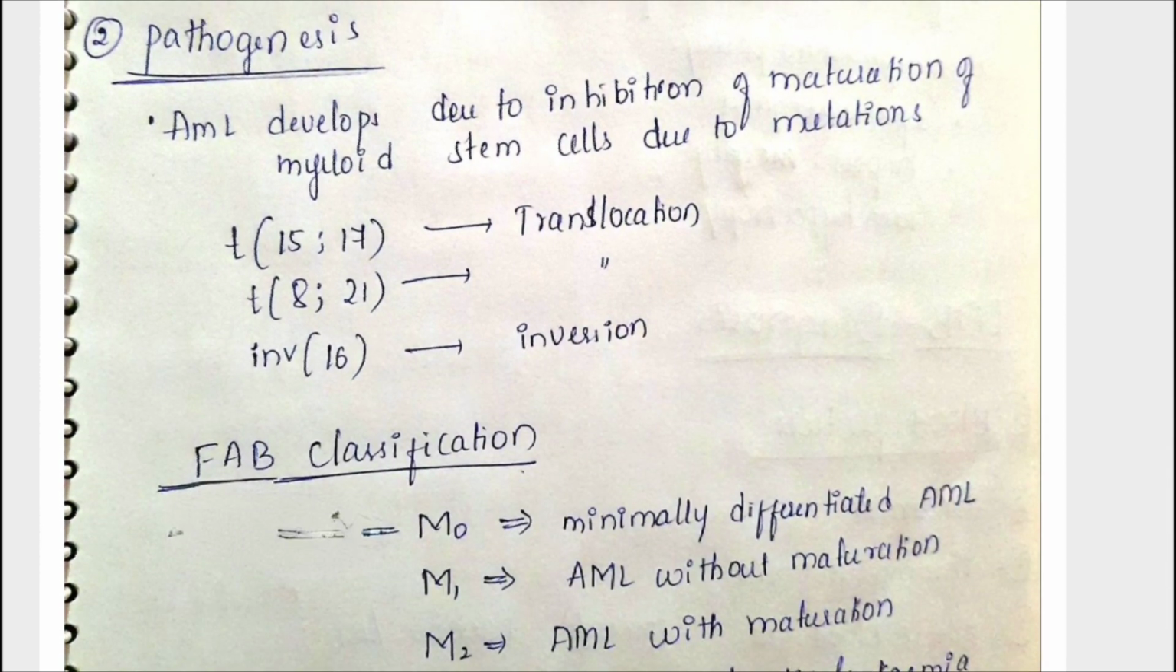Pathogenesis. Acute myeloid leukemia develops due to inhibition of maturation of myeloid stem cells due to mutation. That is mutation, that is translocation. Translocation between the 15th and 17th chromosome, translocation between the 8th and 21st chromosome, and inversion of the 16th chromosome. This is the pathogenesis of acute myeloid leukemia.